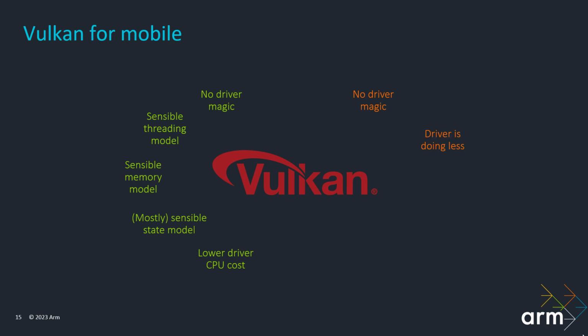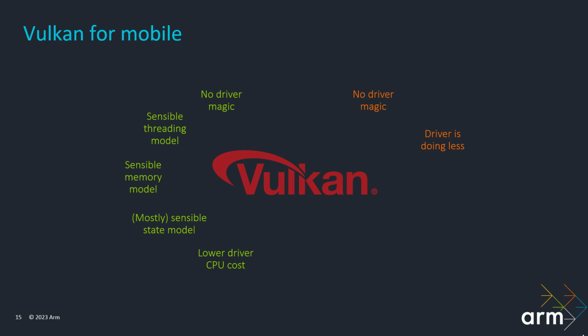Some of the lower driver CPU cost that Vulkan has is achieved because the driver is doing less. It's a thinner driver. We delegate more responsibility to the application. So some of the optimization in Vulkan comes from a driver needing to do less, but the application may need to do a little bit more instead.